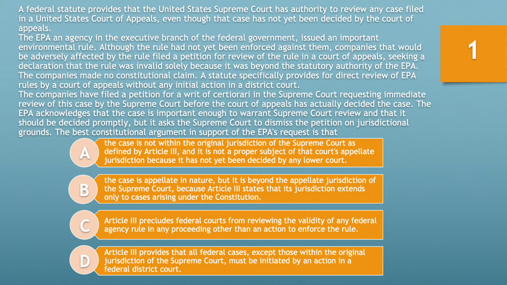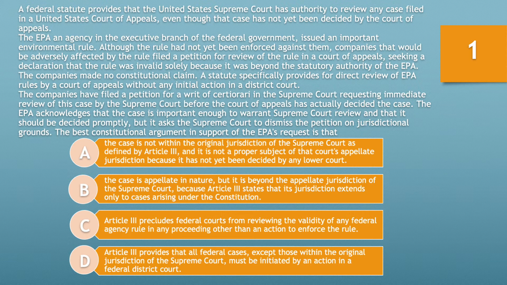A statute specifically provides for direct review of the EPA rules by a court of appeals without any initial action in a district court. The companies have filed a petition for a writ of certiorari in the Supreme Court requesting immediate review of the case by the Supreme Court before the Court of Appeals has actually decided the case. The EPA acknowledges that the case is important enough to warrant Supreme Court review and that it should be decided promptly, but it asks the Supreme Court to dismiss the petition on jurisdictional grounds.